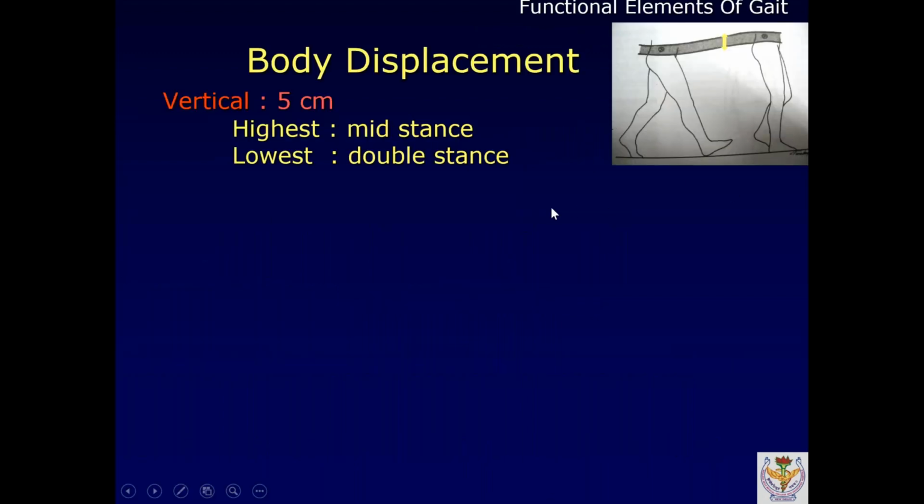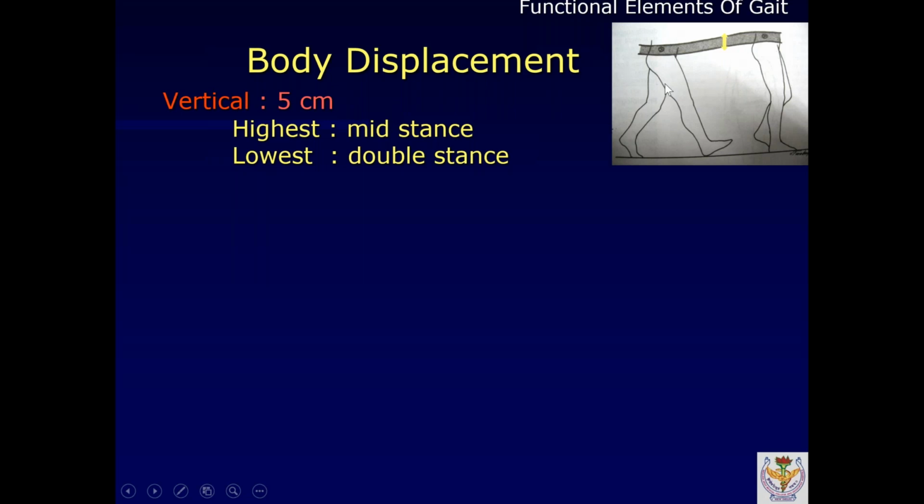And regarding the balance, the center of gravity, as I said, is in front of the S2 vertebra, and it goes up and down when a normal person is walking, in the gait cycle from the heel strike to the mid stance. So it goes highest in the mid stance and then comes down during the double stance. This deviation of the center of gravity, with the body going up and down, is around 5 centimeters. The body tries to keep it within this 5 centimeters.